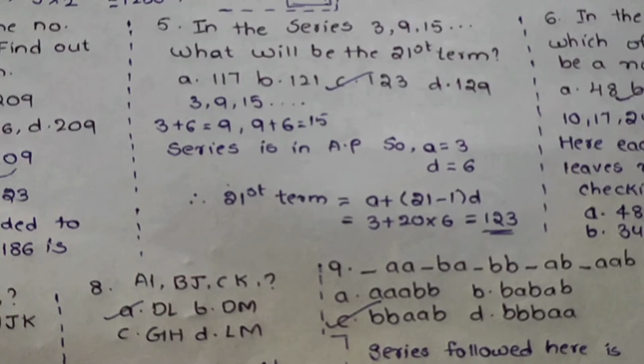So substituting all the values, 3 plus 21 minus 1 into 6, which is nothing but 3 plus 20 into 6, and the answer is 123, which is option number C.